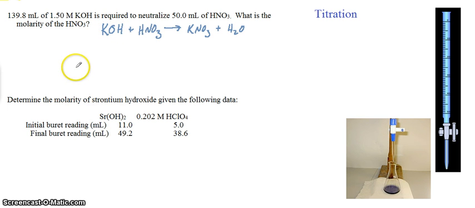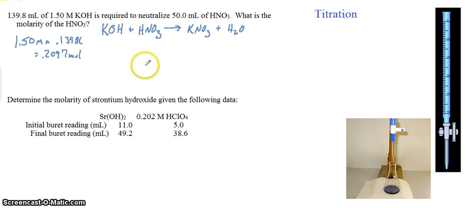In this particular case, for the KOH, I have a 1.50 molar solution, and I multiply that by my volume in liters, which would be 0.1398 liters. I'm going to find that the number of moles of KOH that reacted was 0.2097 moles. So as I did my reaction, this is how much KOH I added. This was my known material.